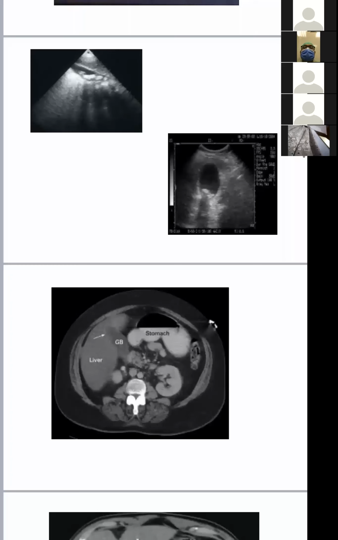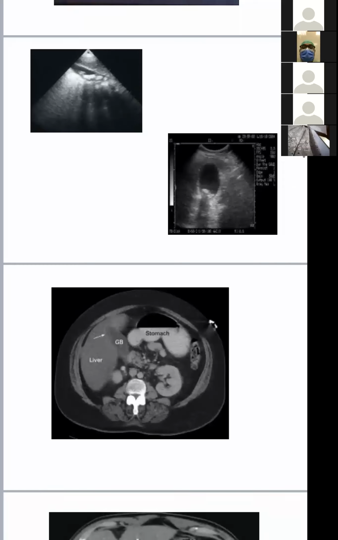Right, you can see this image. On top is the ultrasound, which you have already seen. There is a stone and acoustic shadowing. In the lower image you can see the gallbladder, the liver, the stomach, and the pancreas. This is how the CT scan looks.